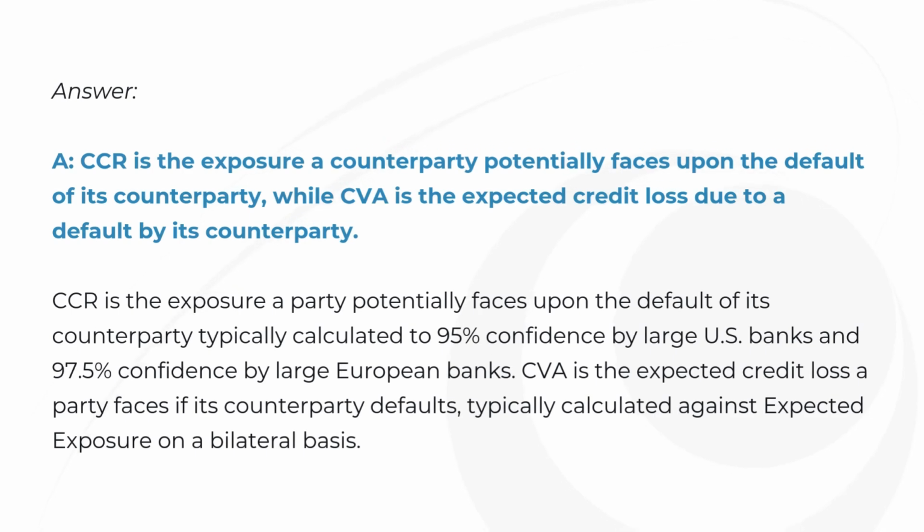Answer A. CCR is the exposure a counterparty potentially faces upon the default of its counterparty, while CVA is the expected credit loss due to a default by its counterparty. CCR is the exposure a party potentially faces upon the default of its counterparty, typically calculated to 95% confidence by large U.S. banks and 97.5% confidence by large European banks. CVA is the expected credit loss a party faces if its counterparty defaults, typically calculated against expected exposure on a bilateral basis.